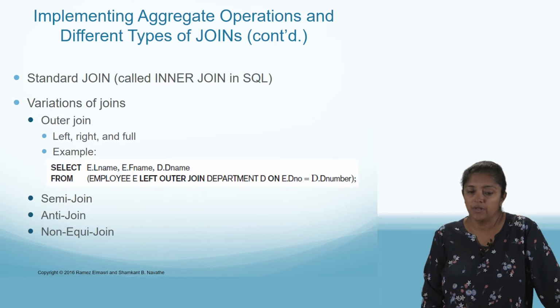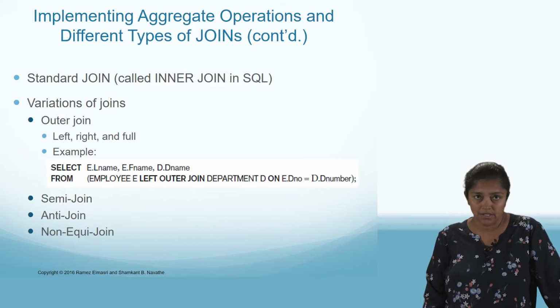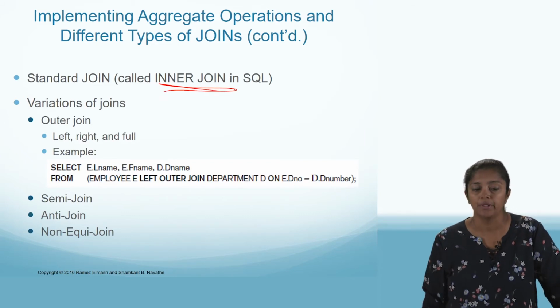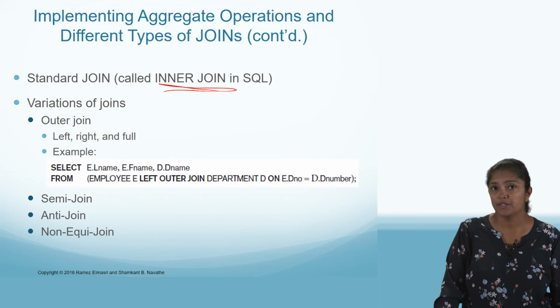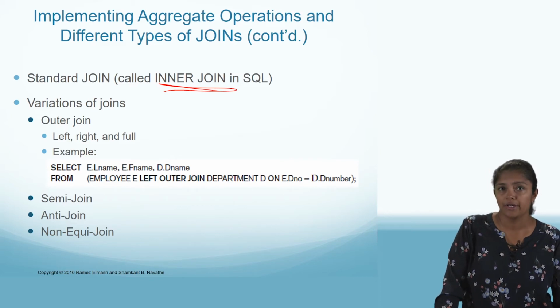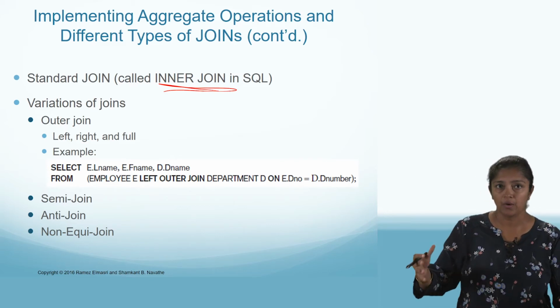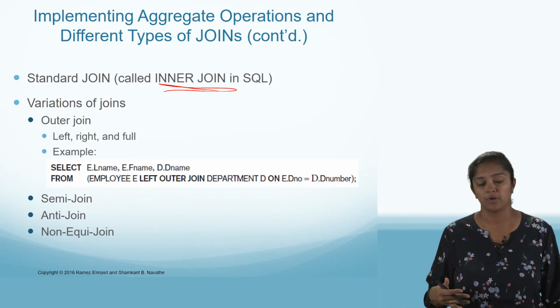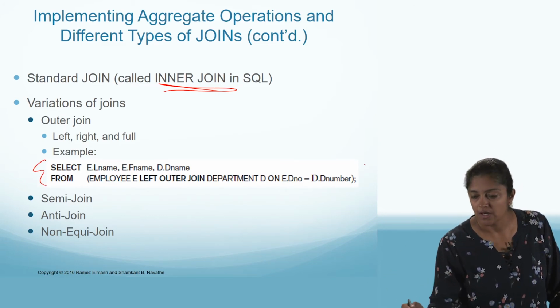As we can see, there are different kinds of joins. There's a standard join, which is called our inner join. That's the standard one. But then there are a number of variations of it, like the left outer join, or the right outer join, or a full outer join, and then there have to be corresponding implementations for that.